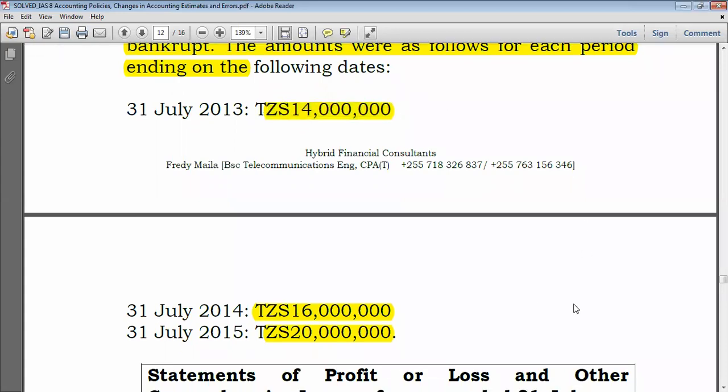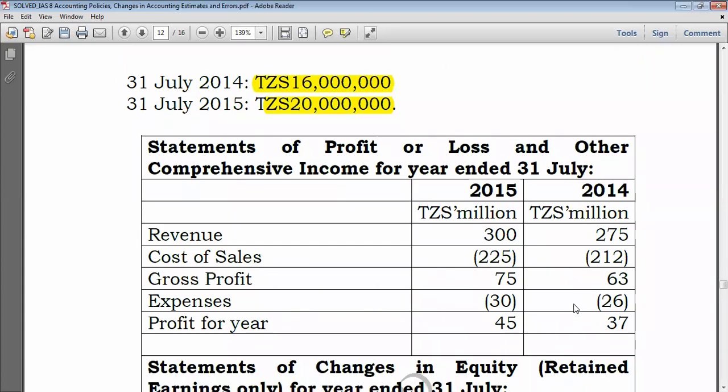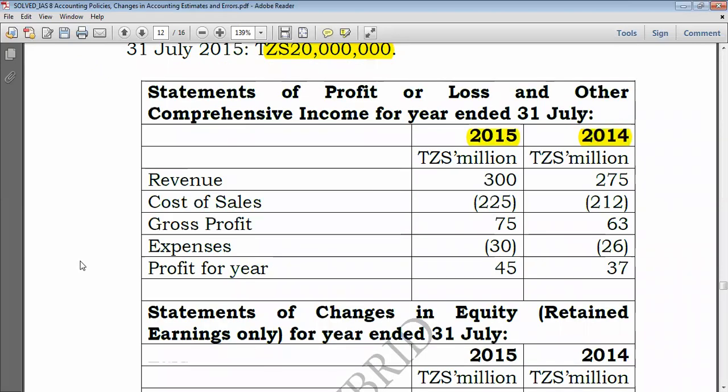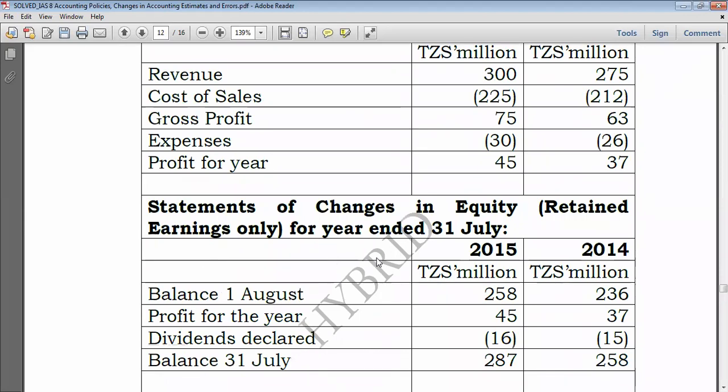All right, so we are just told, so these were the financial statements. Statement of profit or loss for the year 2015, as well as, now you see here, you have been given the financial statement for 2015 and 2014. We are also provided with statement of changes in equity that has retained earnings. Our main goal is to deal with retained earnings. That's why they have written retained earnings only. Do you see this? I hope you do.